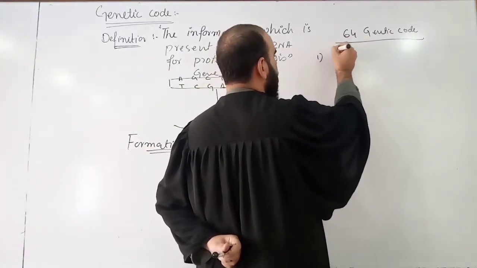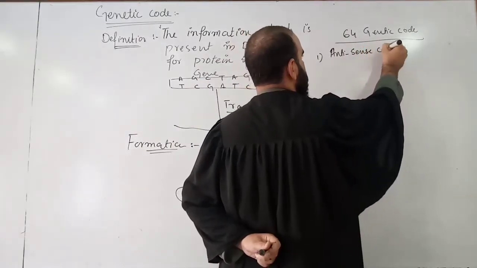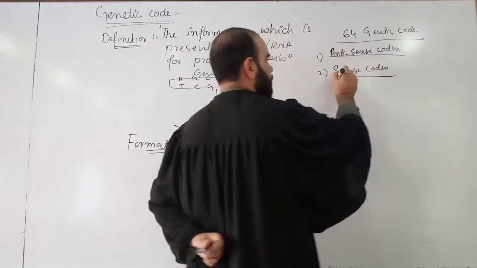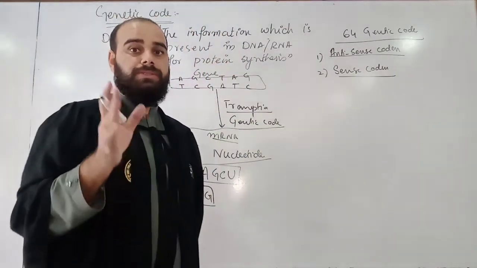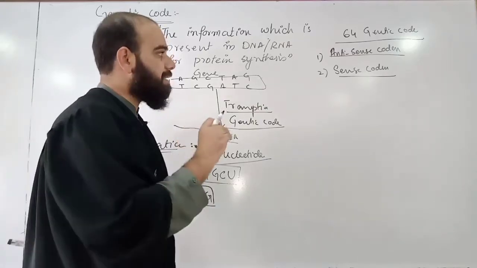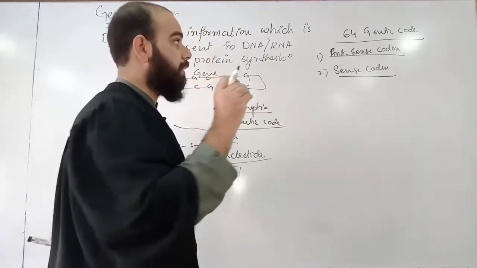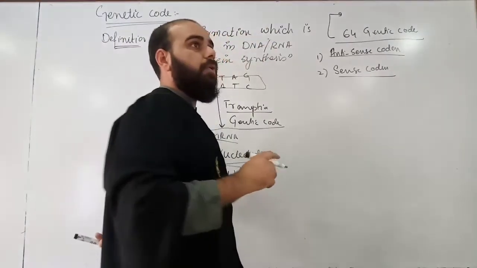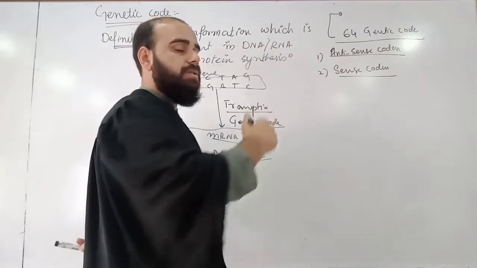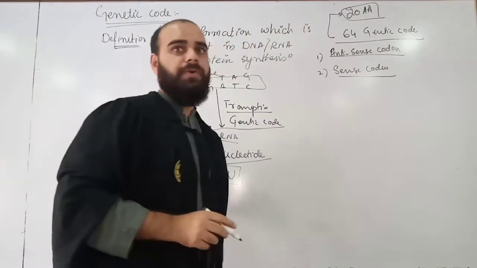Out of 64 genetic codes, some codes are antisense codons, while some are sense codons. Antisense codons are those genetic codons which do not carry any information for the sequence of amino acids, while sense codons are those genetic codes which carry information for the sequence of amino acids. Similarly, these 64 genetic codes carry information for the sequence of amino acids. But how many amino acids are under the control of these 64 genetic codes? 20 amino acids are under the control of the 64 genetic codes.